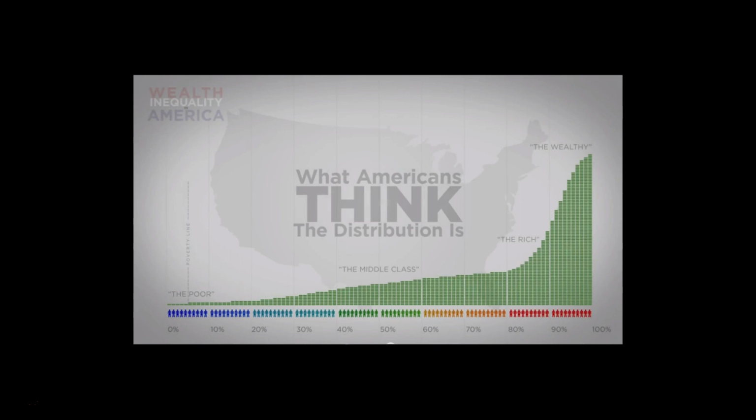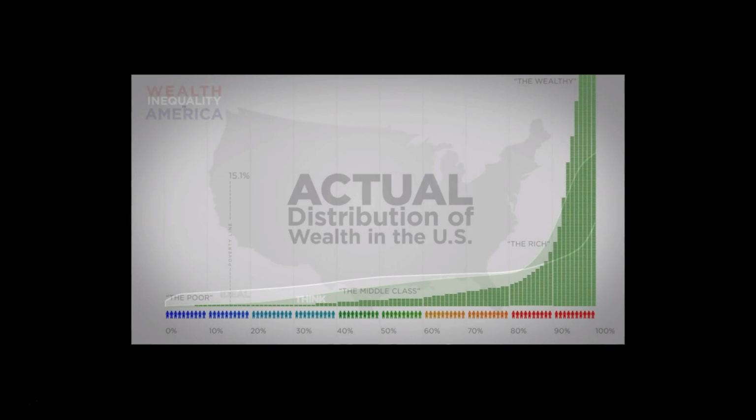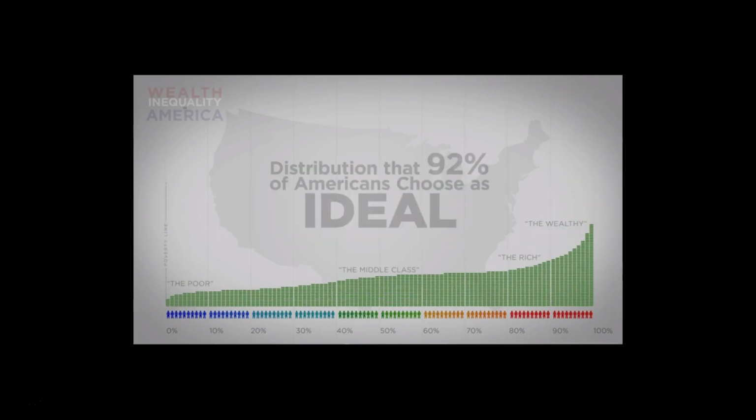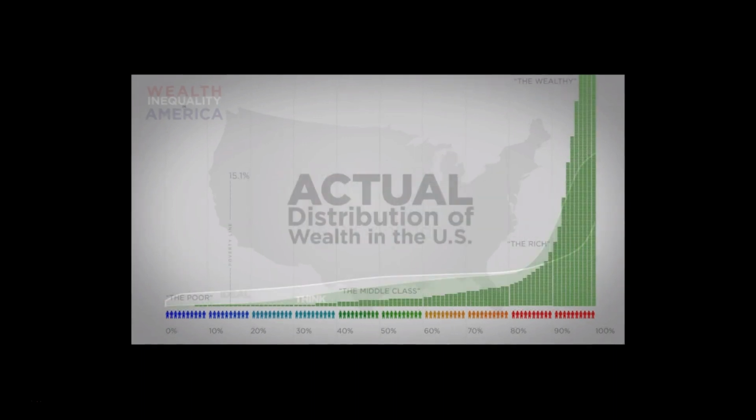But here's the real crazy thing: the disparity between what most Americans think the distribution is, which you're looking at right now, and what it actually is, which looks more like this. This is the actual distribution of wealth in the United States compared to what Americans think it is, compared to what Americans think it should be. You can see the ghost of what Americans think it should be versus what they think it is, compared to what it actually is.